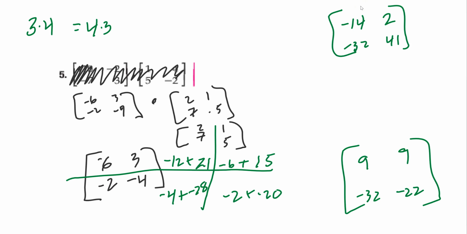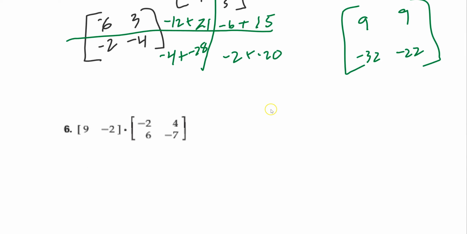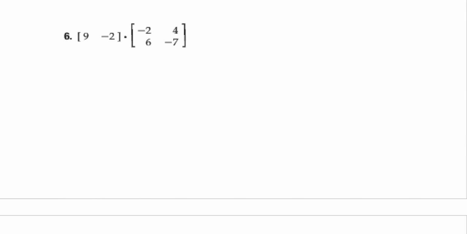So matrices are not commutative, unlike normal mathematics. They have a very special property where A times B does not equal B times A in matrices. So these are not the same. So keep that in mind. Matrices are special. Now let's do a couple more examples with different numbers.